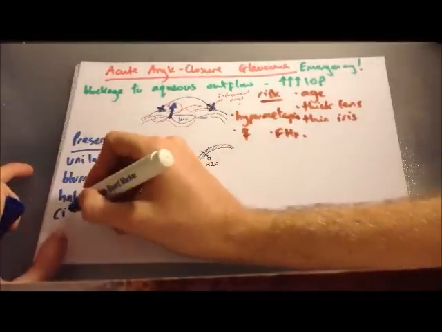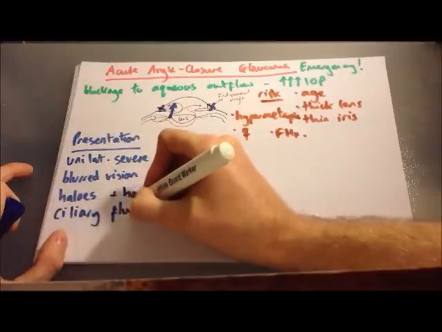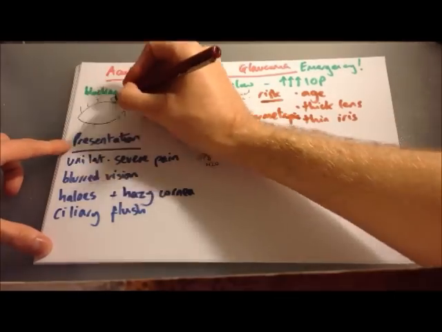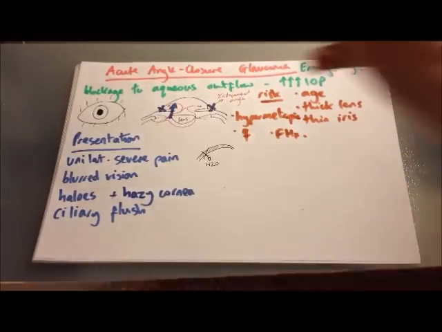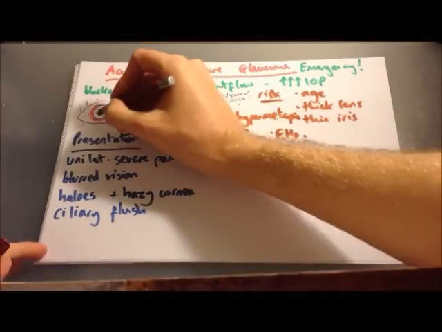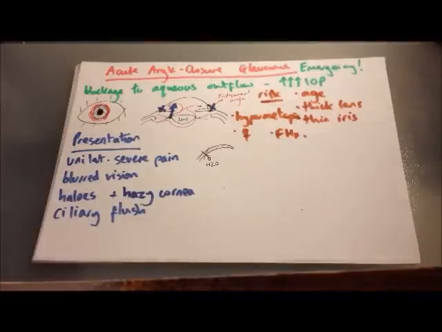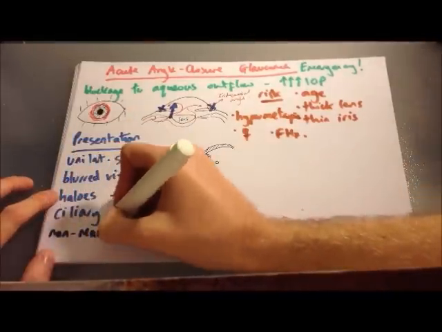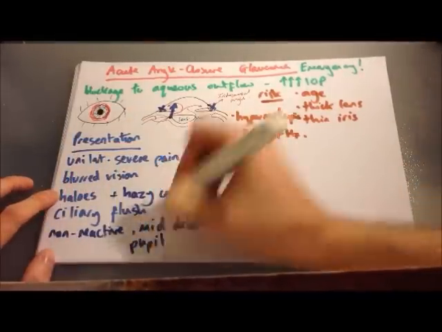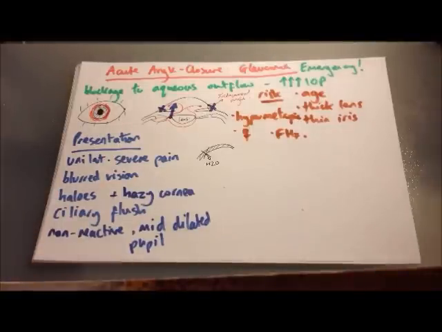And they'll have a red eye. Obviously this teaches about the red eye. It's described as ciliary flush around the iris, and that looks like this. And there's the hazy cornea. You also get a non-reactive mid-dilated pupil, so it won't react to light.